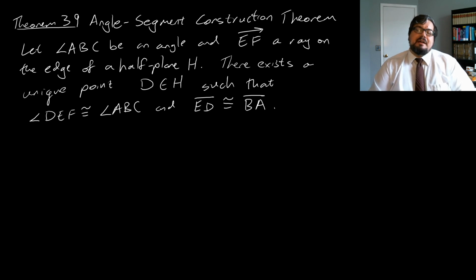So the previous construction postulates and theorems that we had in this section with angles only specified that there was a unique ray or a unique angle that made something happen. But this is saying that not only is there a unique ray, there's a unique point on that ray which makes this theorem work. So again, the picture of what's going on is helpful. So let's say we've got this.